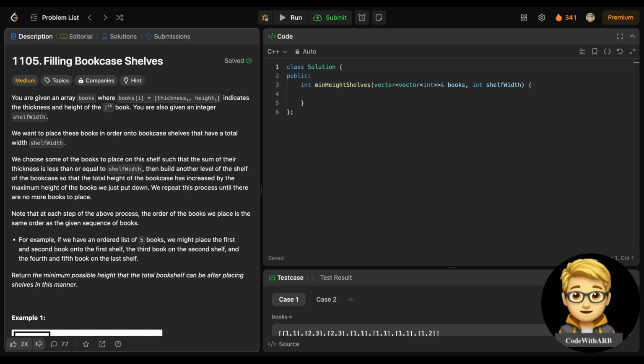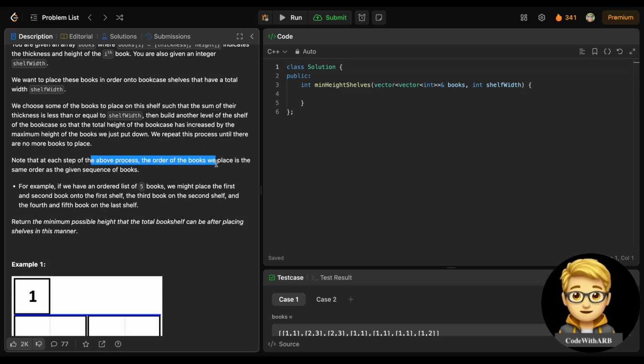We choose some of the books to place on this shelf such that the sum of their thickness is less than or equal to shelfWidth. Then build another level of shelf of the bookcase, so that the total height of the bookcase has increased by the maximum height of the books we just put down. We repeat this process until there are no more books to place. Note that at each step of the process, the order of the books we place is the same as the given sequence of the books.